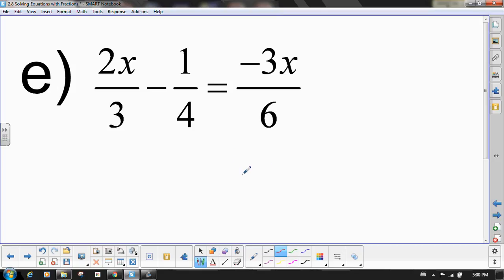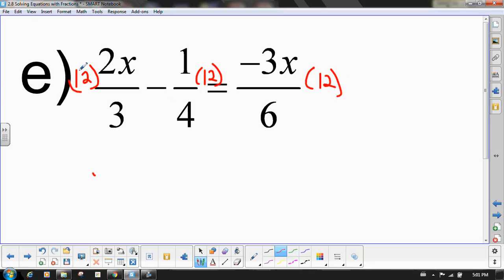So I have 2x over 3 minus 1 over 4 equals negative 3x over 6. So common denominator again is 12, purely coincidence. So I'm going to multiply by 12. I'm actually going to do a quicker way of showing this. So instead of getting the common denominators and changing everything that way, I'm going to multiply everything by 12. So I'm going to multiply this by 12. I'm going to multiply this by 12. And I'm going to multiply this by 12.